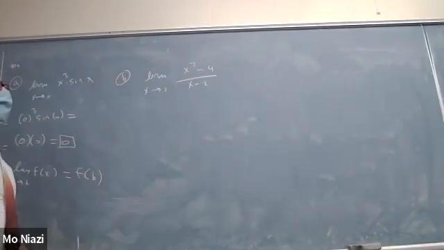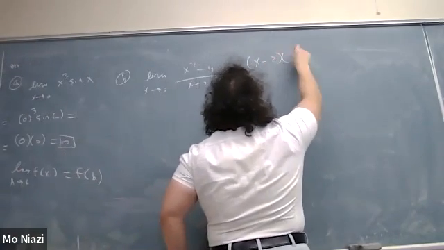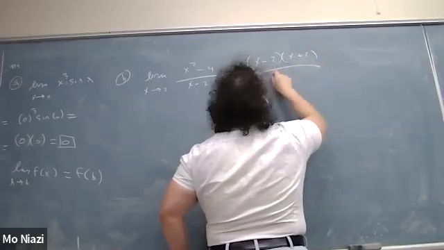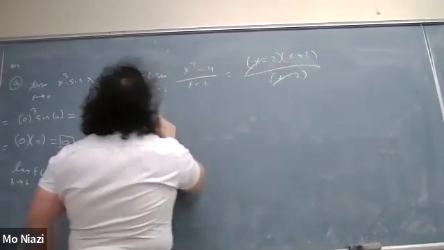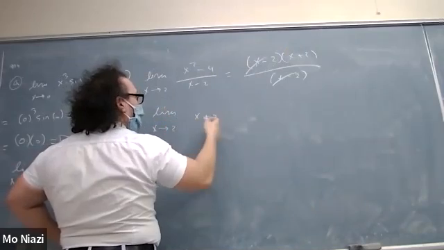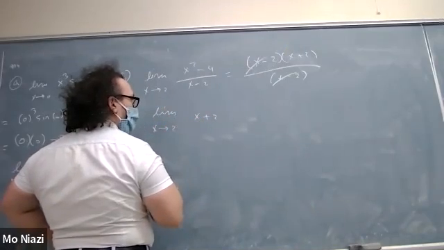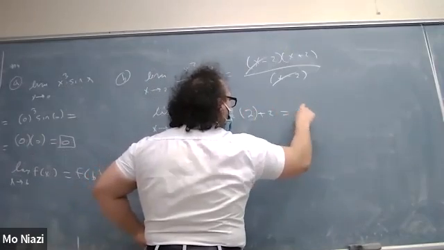What about this one? Well, we can notice that we can factor this. Cancels. So then that means this is equivalent to the limit as x approaches 2 of x plus 2. This is a linear polynomial function, so it's continuous. The answer is 4.